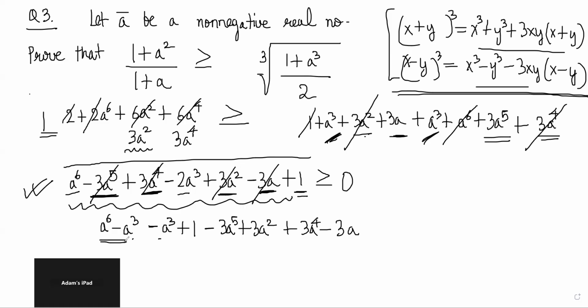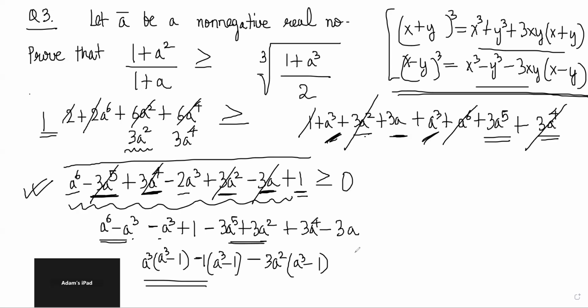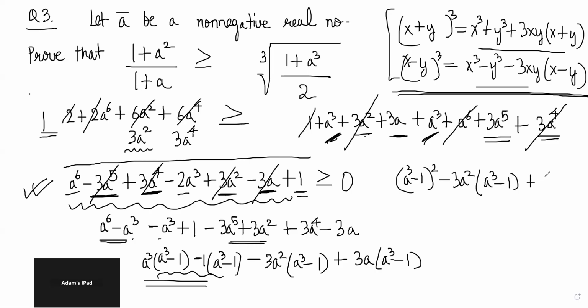Notice here that you're getting a cube common: a cube minus 1, minus 1 common a cube minus 1. And here minus 3a square (a cube minus 1). And here plus 3a (a cube minus 1). So clearly this term is a cube minus 1 whole square. And then you have minus 3a square (a cube minus 1) plus 3a (a cube minus 1).